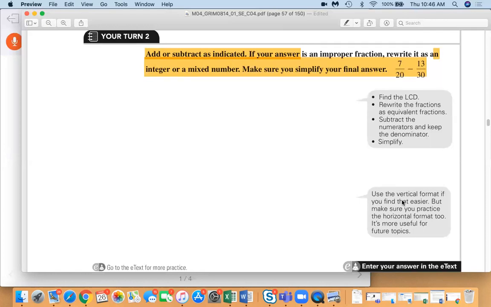So let's go ahead. We're going to do 7 over 20 minus 13 over 30. So we need to find a common denominator. So we're going to use that factorization method. So let's go over on this other page and find our prime factors for 20 and 30. So 20, we have 2 and 10. 2 and 5, those are prime. So we know that 20 equals 2 times 2 times 5, right?